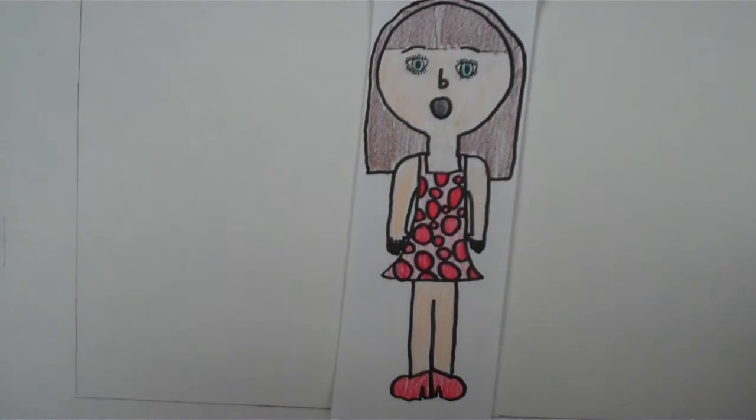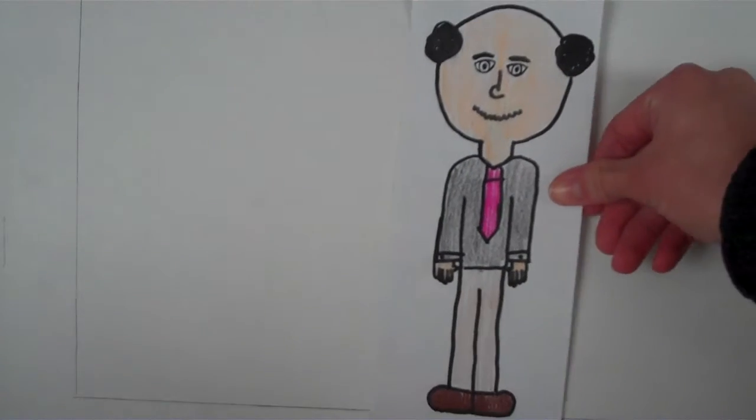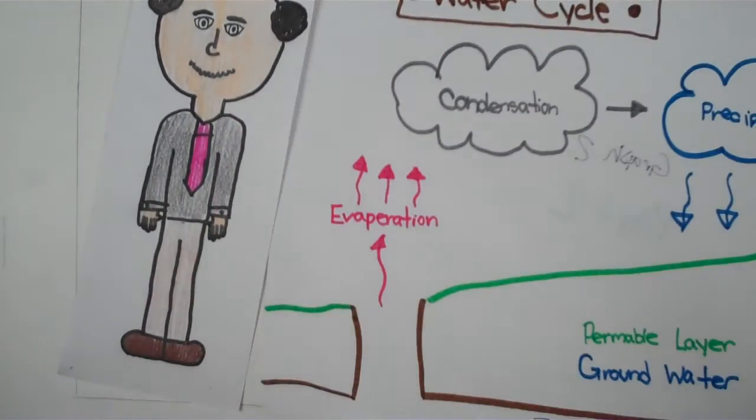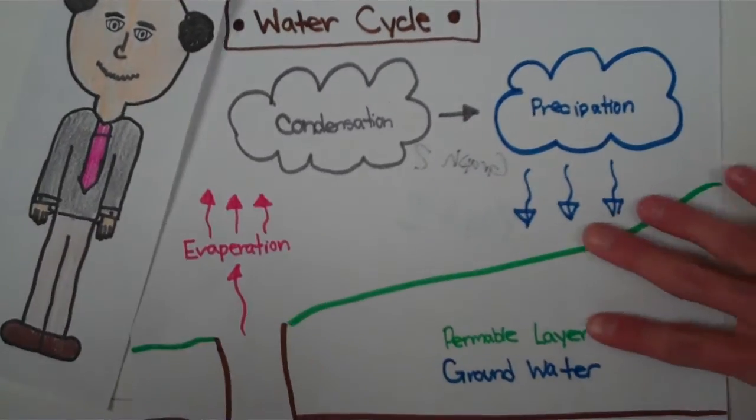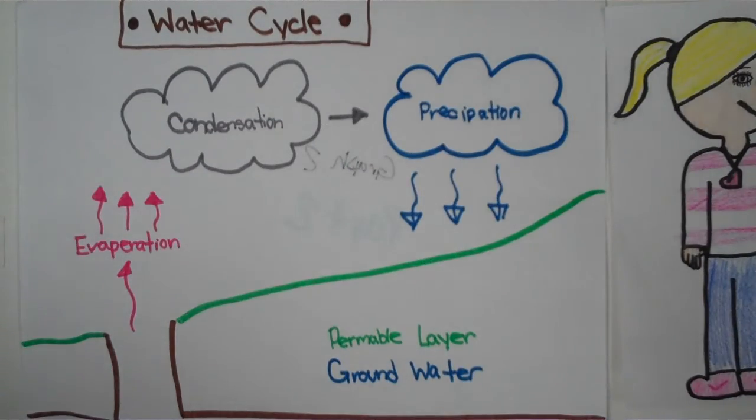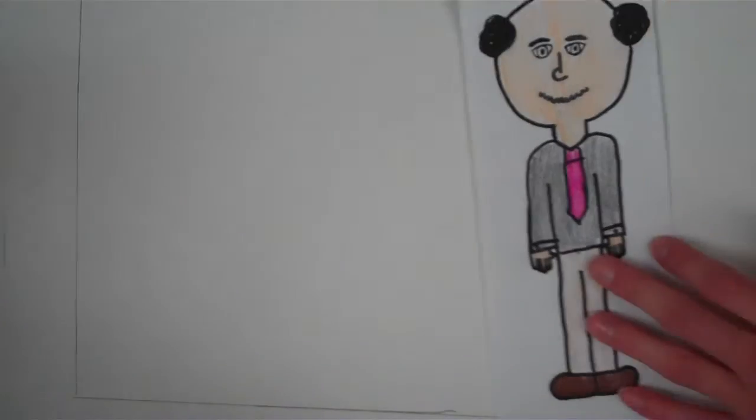Wait, I'm lost. What's groundwater? Groundwater is water that flows into a body of water, and finally, some of that water gets evaporated. So it's pretty much it rains, some water gets soaked in, some gets evaporated, and then it rains again? Yeah, exactly.